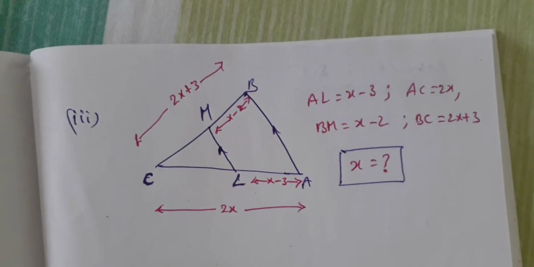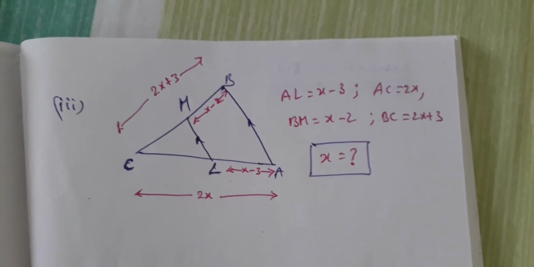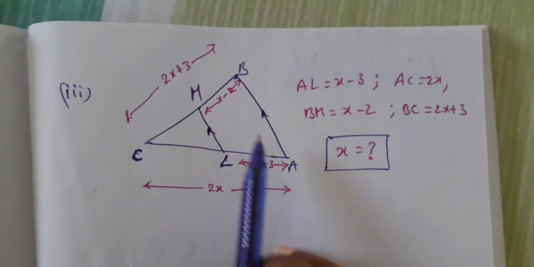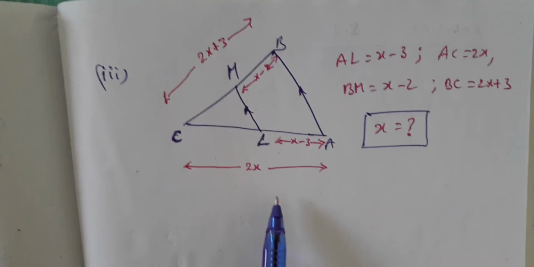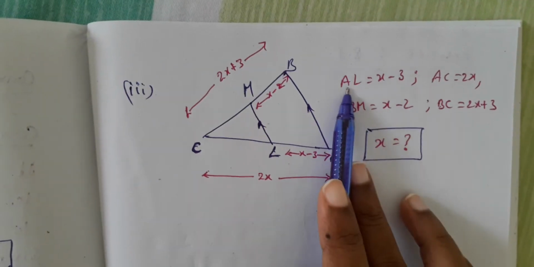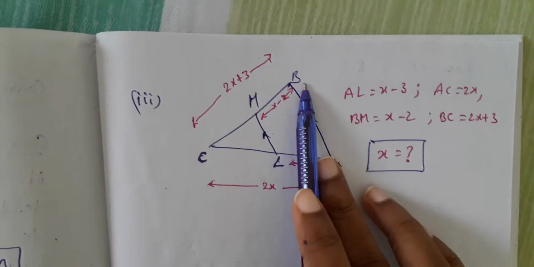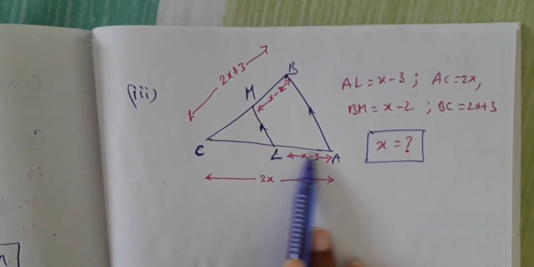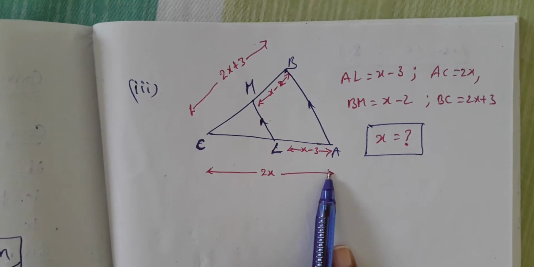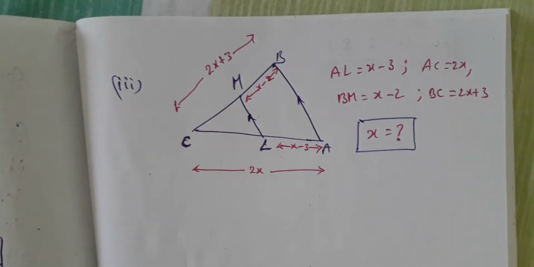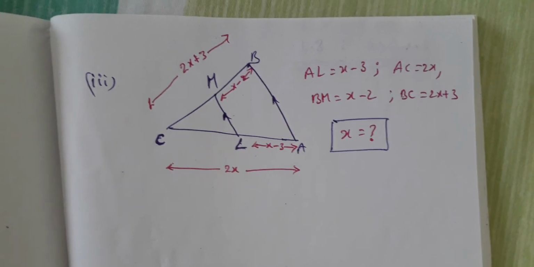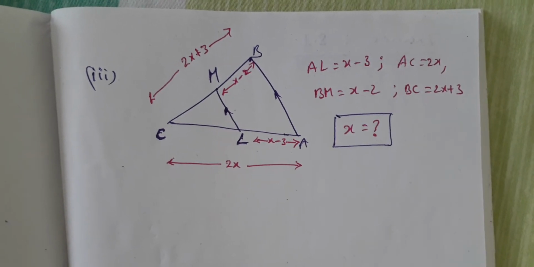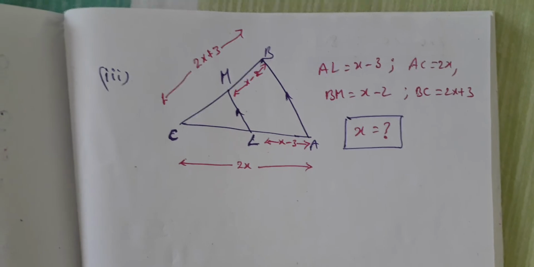And this is another problem. Again, if you observe the triangles, these two are parallel to each other, right? Some things are already given: BC is given, BM is given, AL is given, AC is given. We want to find the value of X. Just substitute in the basic proportionality theorem and then solve the equation. Automatically you'll get the value of X, okay?